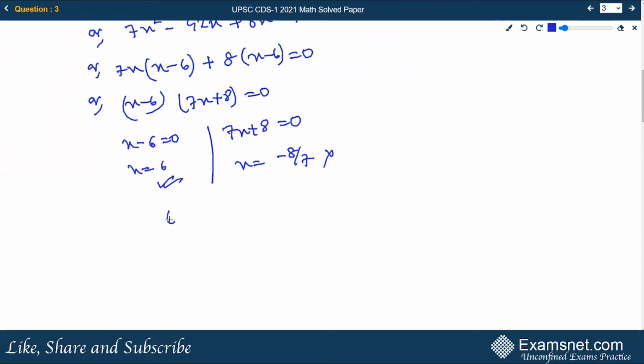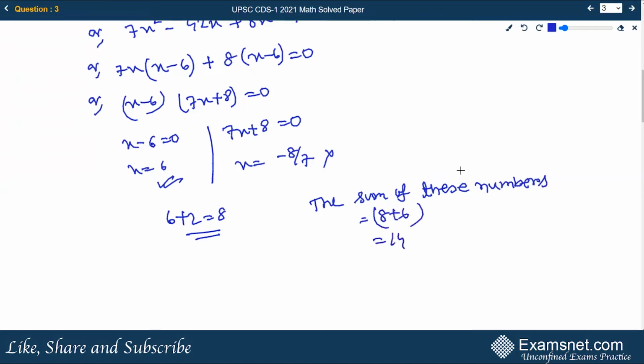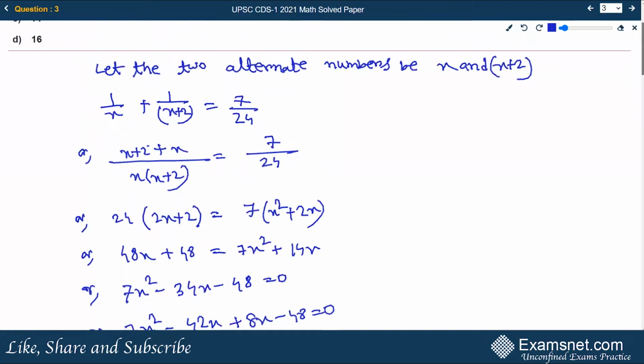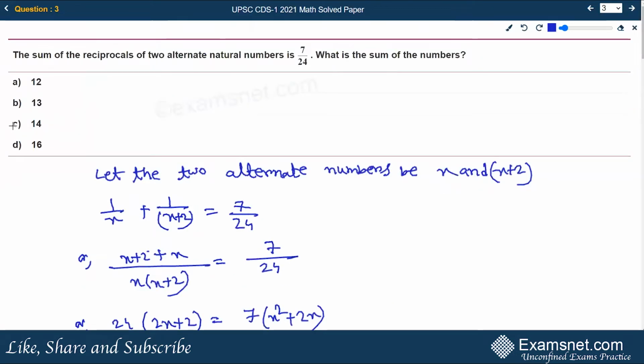So the next natural number is 6 plus 2, that is 8. So the sum of these numbers is 8 plus 6, that is 14. So here let's check the options. Okay, option C is the correct answer, that is 14.